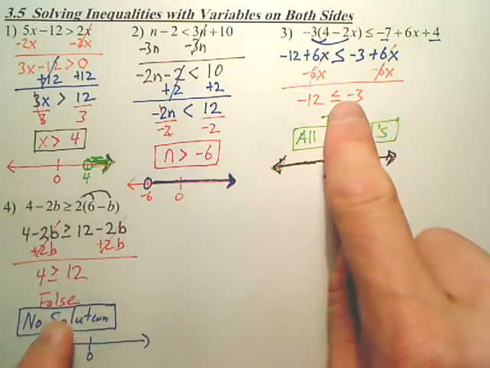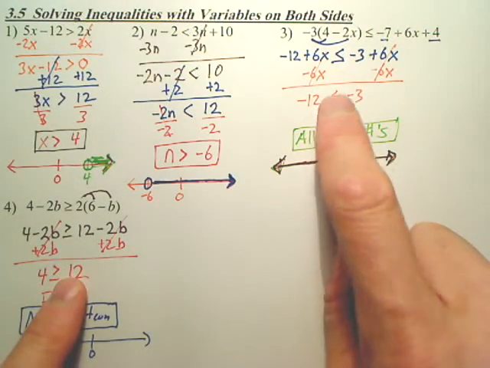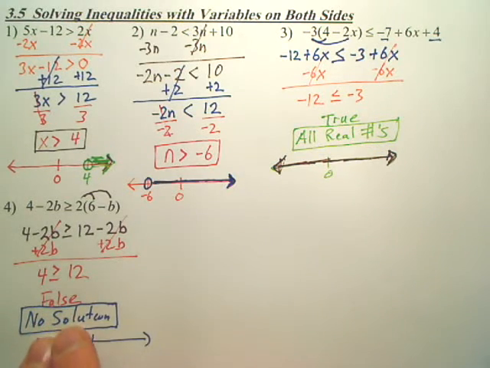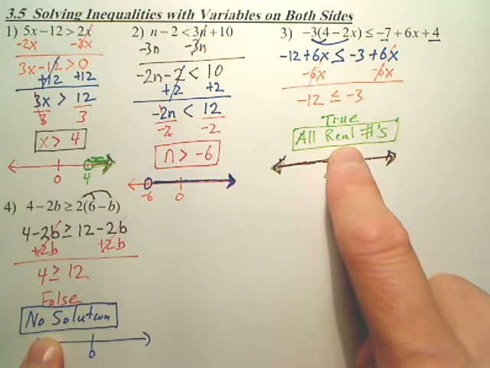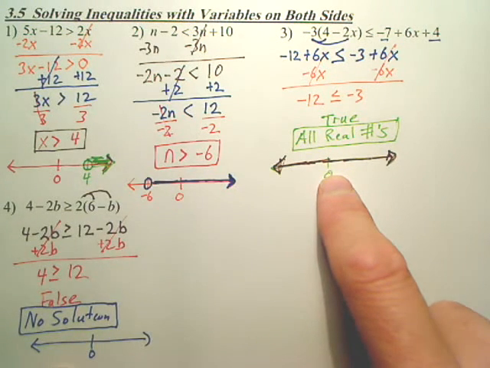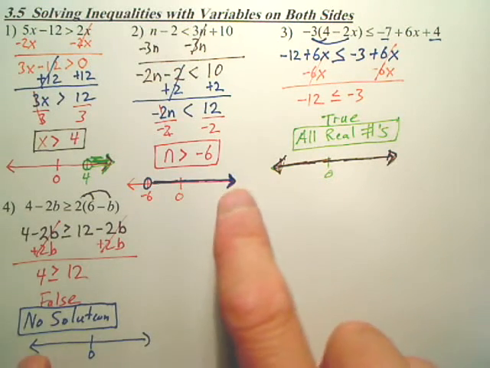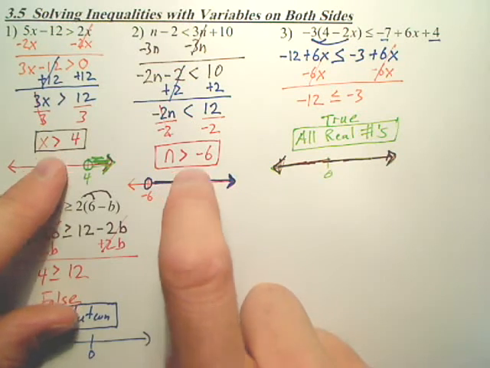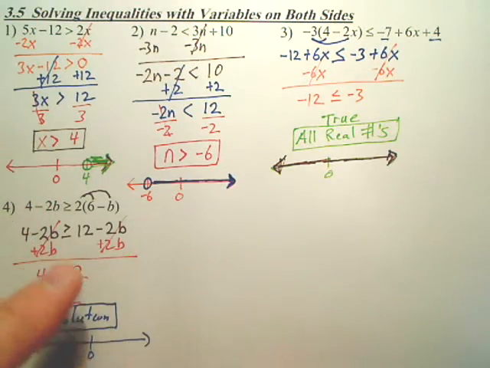Again, for both these problems right here, this one came out to be true. This came out to be false. False is no solutions. True is infinite or all real numbers. That is when the variables drop out. Otherwise, your answer will be simply n or x, or the variable is greater than or equal to a number, and then you want to graph it depending on which direction to shade.